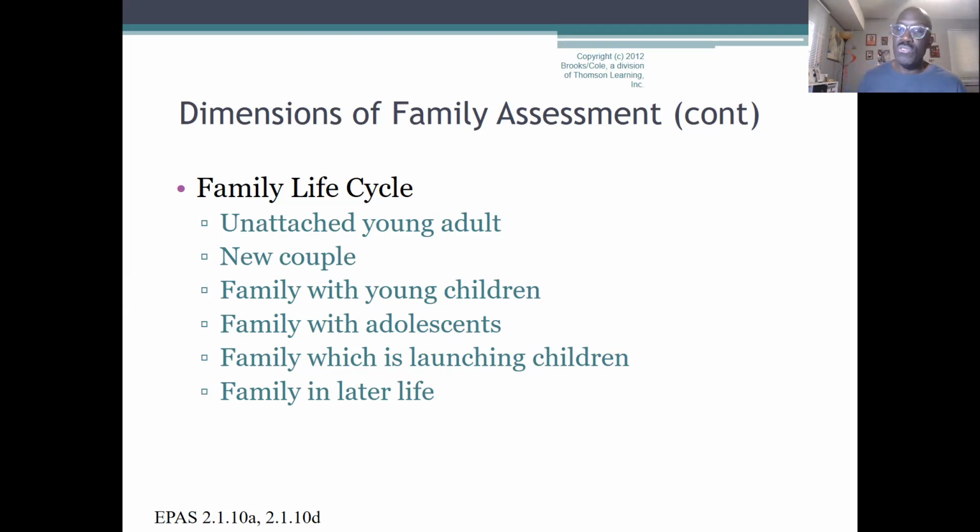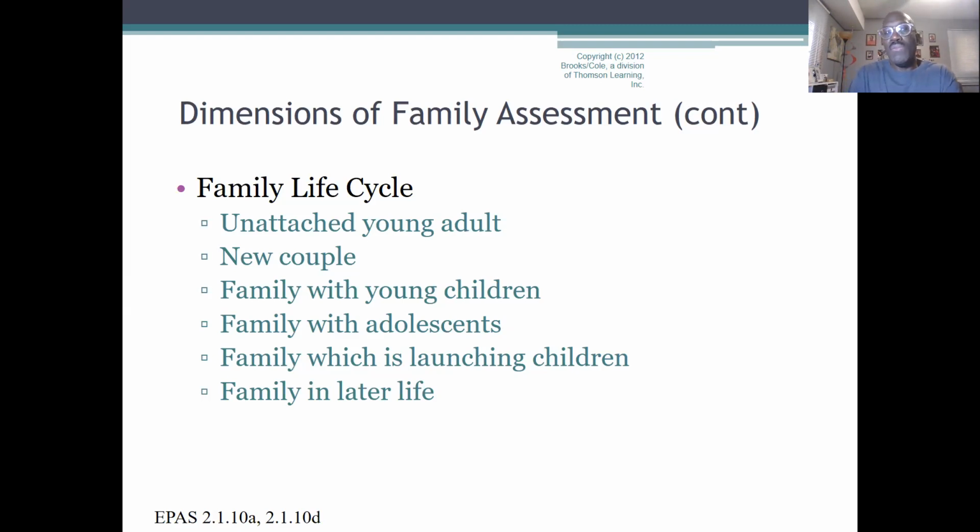And then launching children. As children start to age out, they get to college age, they look at military, moving out on their own, they finish school, or they haven't finished school, but it's time for them to move on. So that becomes another aspect of what those family relationships look like when people are no longer residing in your home. What if they live across the country?